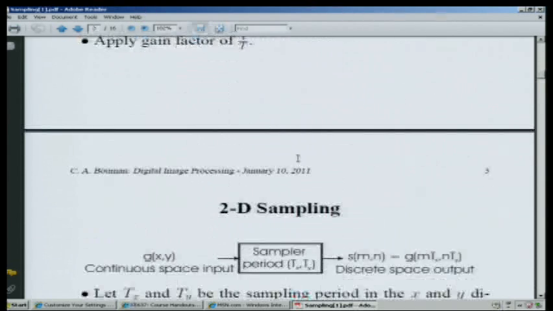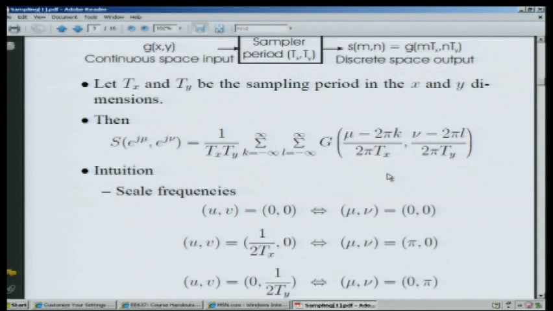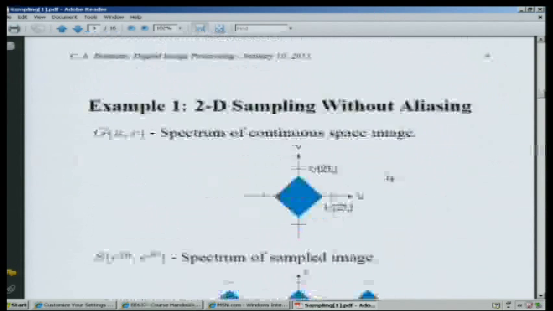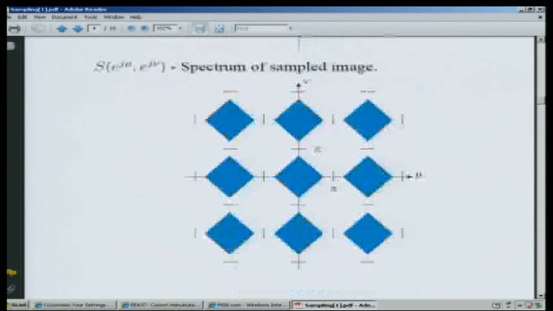All right. Now you can generalize that to 2D, and now there are sampling periods in both the x and the y dimension, assuming you use a rectangular sampling grid. It's pretty much the same thing, and this is what the picture looks like. Let's say that you have a square here, and this is half your sampling frequency in the horizontal direction, and this is half your sampling frequency in the vertical direction. So you replicate these with the appropriate distance.